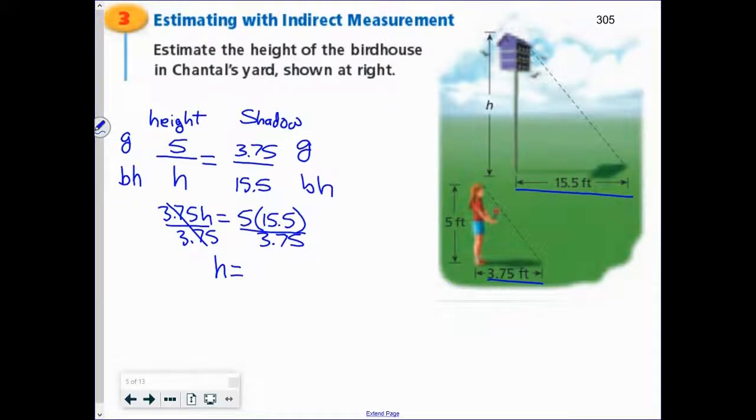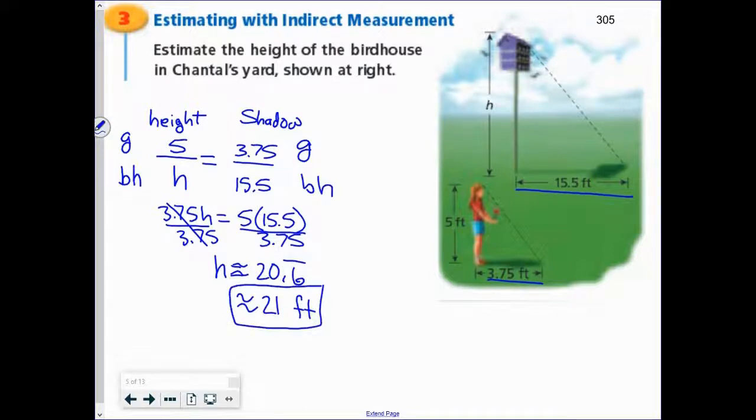I got a repeating decimal when I did that, so I'm going to double check my work. 5 times 15.5 divided by 3.75 equals, and I got the same answer. So it is approximately 20.6 repeating, so I would say it is approximately 21 feet tall.